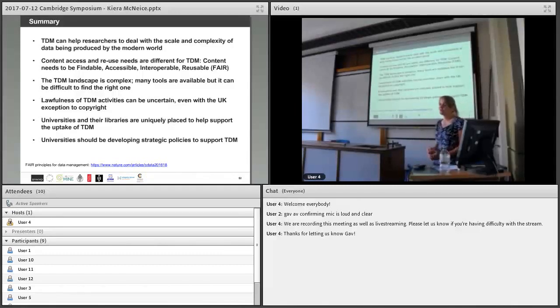And finally, universities and libraries are really uniquely placed to help support TDM. So if you think this is interesting, important, please, again, promote it within your university, promote it within your institution. Really try and get the ball rolling on developing strategic policy around supporting text and data mining, because this is going to be a massive part of how we can really realize the benefits of big data analysis.